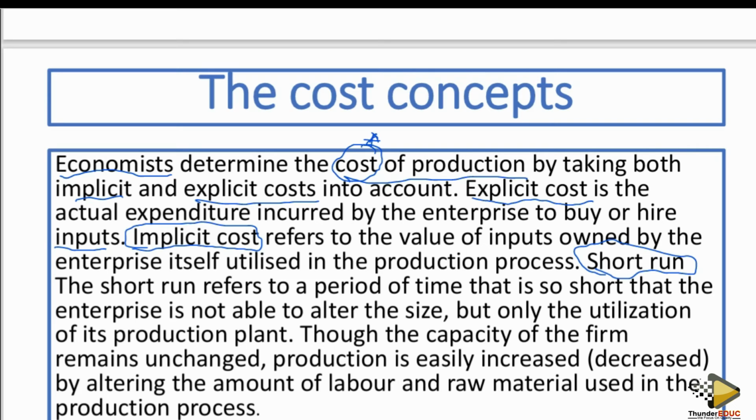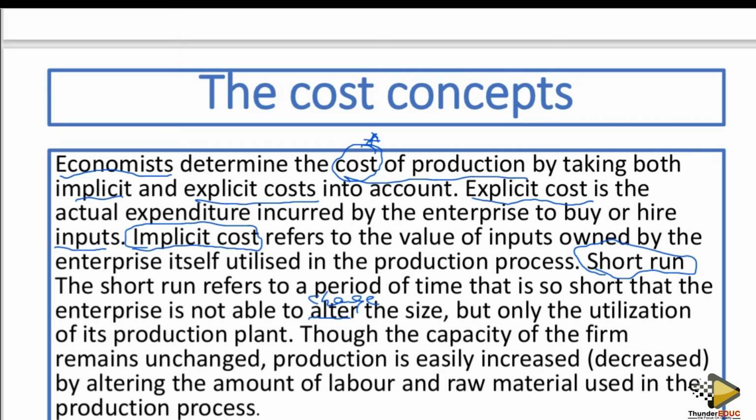So the short run refers to a period of time that is so short that the enterprise is not able to alter the size, but only the utilization of its production plan. So why is it not able to alter in this regard? When we say alter, we say change. So it means that in this regard, it is not easy for a business to change. Maybe it has been operating on a small scale, so it is not easy for it now to change from small scale to medium scale or large scale. It has to take a 12 month period before it can change to any size.